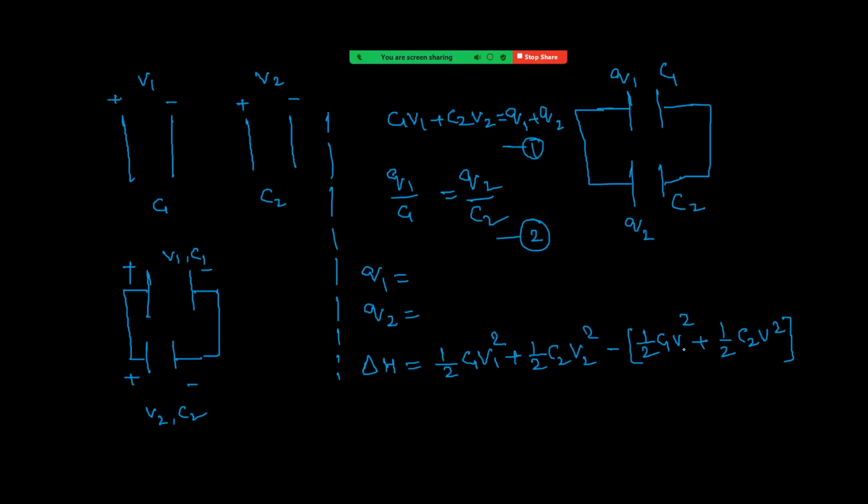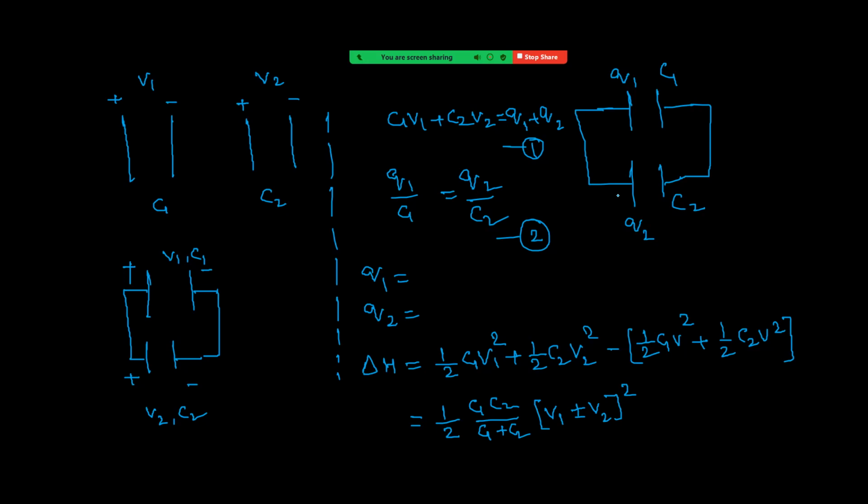So half (C1 plus C2) into V square. And after solving this, we are going to get half C1 C2 by (C1 plus C2) into (V1 plus or minus V2) whole square. Okay.